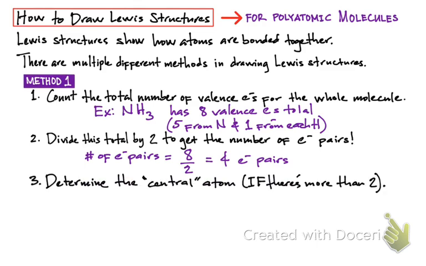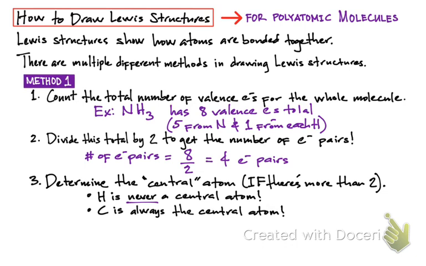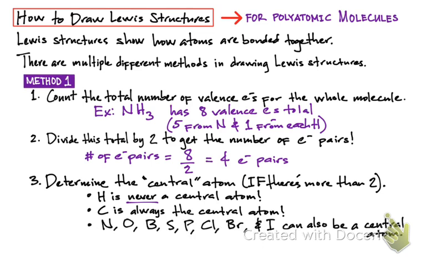The third step is to determine the central atom, and here are a few rules regarding determining the central atoms. Hydrogen is never a central atom, but carbon, on the other hand, is always the central atom. The following elements, such as nitrogen, oxygen, boron, all the way to iodine, can also be a central atom. And so, in our molecule, NH3, the nitrogen is our central atom.